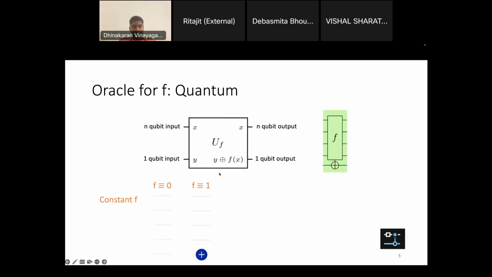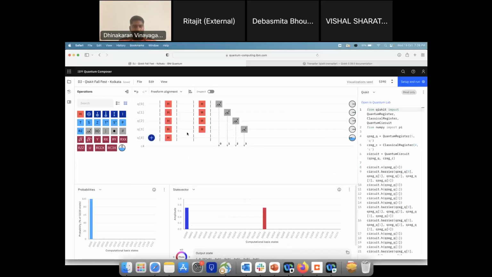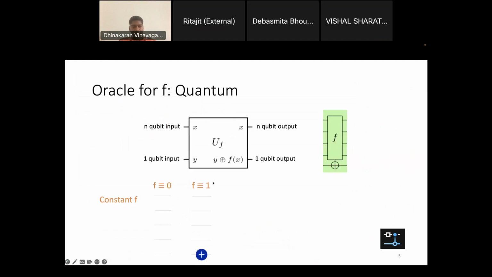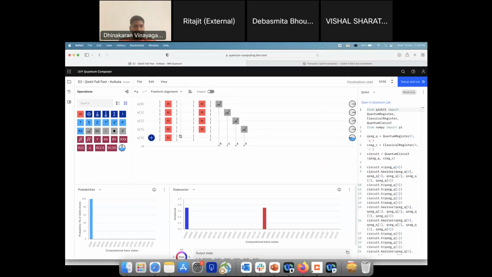Okay. So next, we'll also try the constant function where f outputs 1 on all the inputs. And as I mentioned before, it's just applying the oracle in Qiskit. Okay, so I've not applied it yet, but after applying, what we should see is that the first 4 qubits should measure to 0 with probability 1.